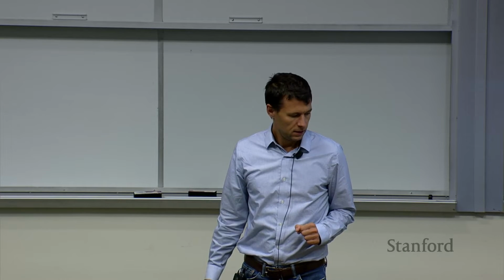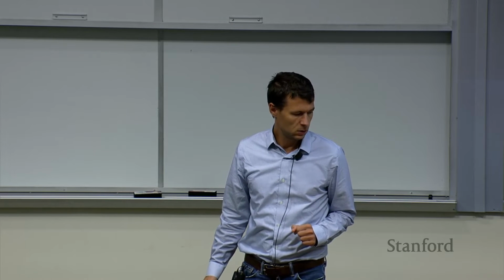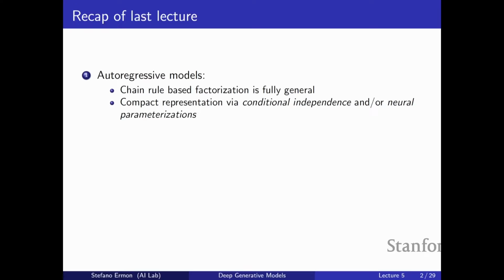The plan for today is to talk about latent variable models. Just as a recap, what we've seen so far is the first family of generative models, the autoregressive ones, where the key idea is that we use the chain rule to describe a joint probability distribution as a product of conditionals. And then we try to approximate the conditionals using some kind of neural network. We've seen several options for doing that, including RNNs, CNNs, transformers.